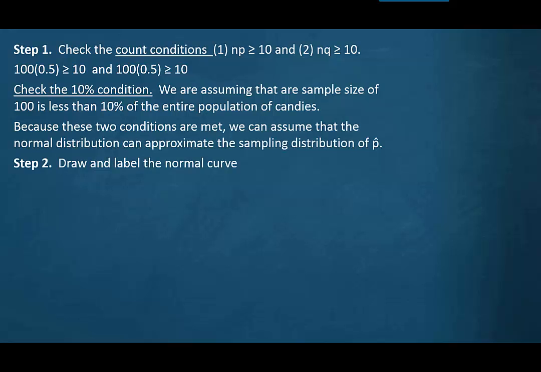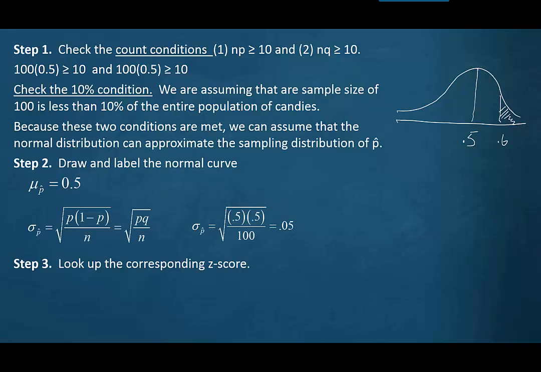So step 2 is to draw the normal curve. I'm going to sketch that in up here. The mean here is going to be 0.5. I'm looking for greater than 0.6, so we'll put that here. And the standard deviation is going to be, and I believe I've already worked this out, the square root of p times 1 minus p over n, 0.5 times 0.5 over 100, and take the square root of that, and you get 0.05. And I'll often write that right below.